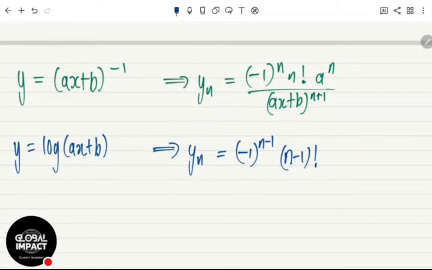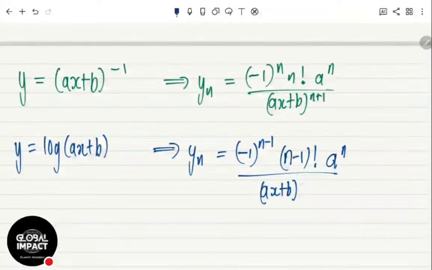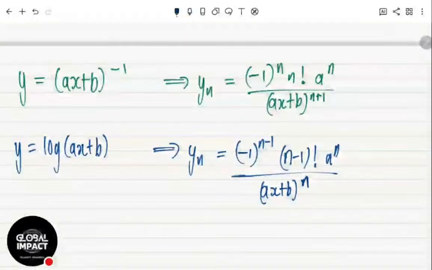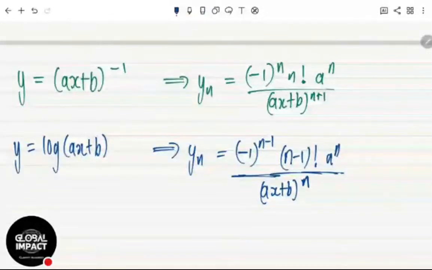All right, this is for log. Everything is n minus 1, but a is still to the n, and in the bottom you still put ax plus b, and ax plus b is still to the n, and you're done. So you'll have a to the n over ax plus b to the n. Negative 1 is not to the n, it is to the n minus 1 for log of ax plus b. In the other one, it is to the negative 1.